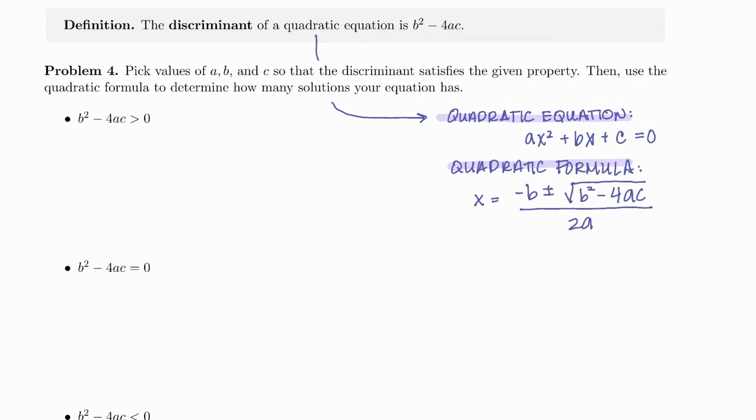So first, I think we should maybe talk about what the discriminant is. By definition, the discriminant of a quadratic equation is just b squared minus 4ac, and that's just the stuff that's under the square root sign. We saw in another problem that sometimes what's under the square root sign is negative, so I can't take the square root of it, and then my equation doesn't have any solutions. So the discriminant ends up telling us how many solutions our equation has.